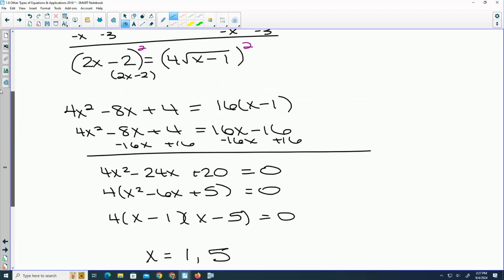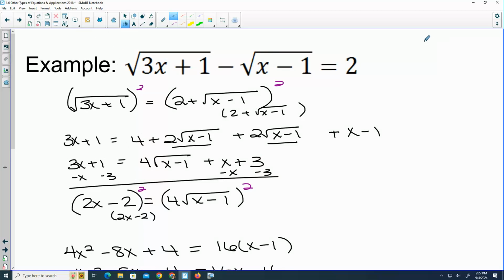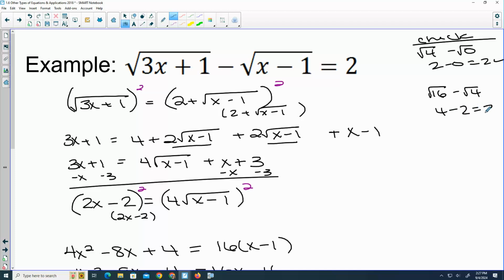Okay, we have to plug both 1 and 5 back into the original. So if I put in a 1, I get the square root of 4 minus the square root of 0. So 2 minus 0 is 2. That works. If I put in 5, the square root of 16 minus the square root of 4. So 4 minus 2 is 2, and that one also works. So this time they both checked. We have 2 answers.